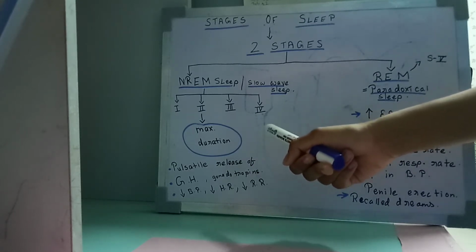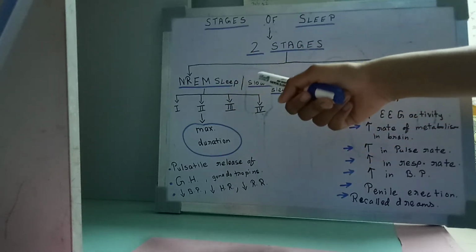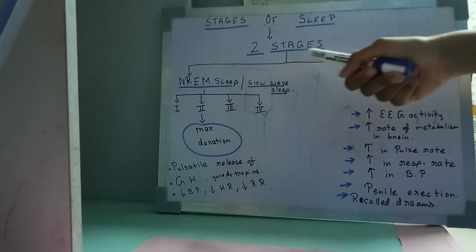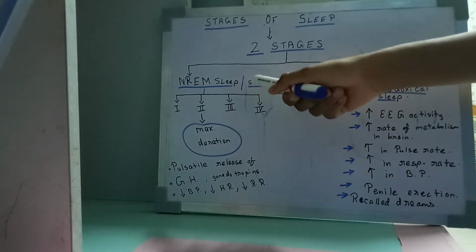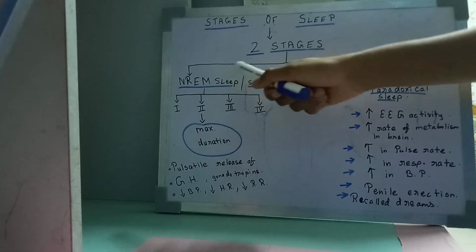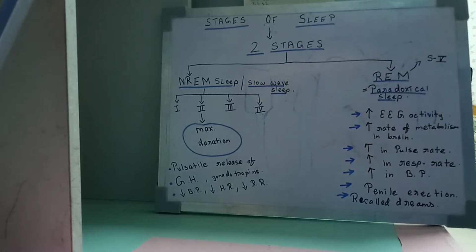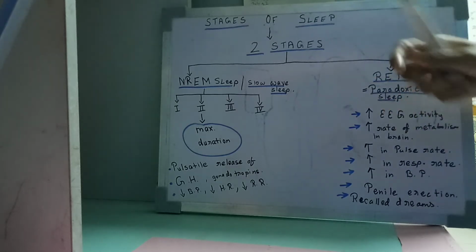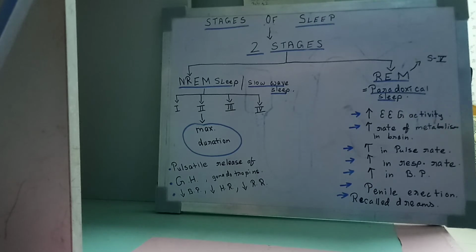Okay. Now, in general, what happens in this non-REM sleep or slow wave sleep? You can just keep in mind that we have an alternative name for non-REM sleep, that is slow wave sleep, which means slow. Everything slows down. So in this stage, the blood pressure, the heart rate, and the respiratory rate all decrease. So it slows down. You can remember it like this.